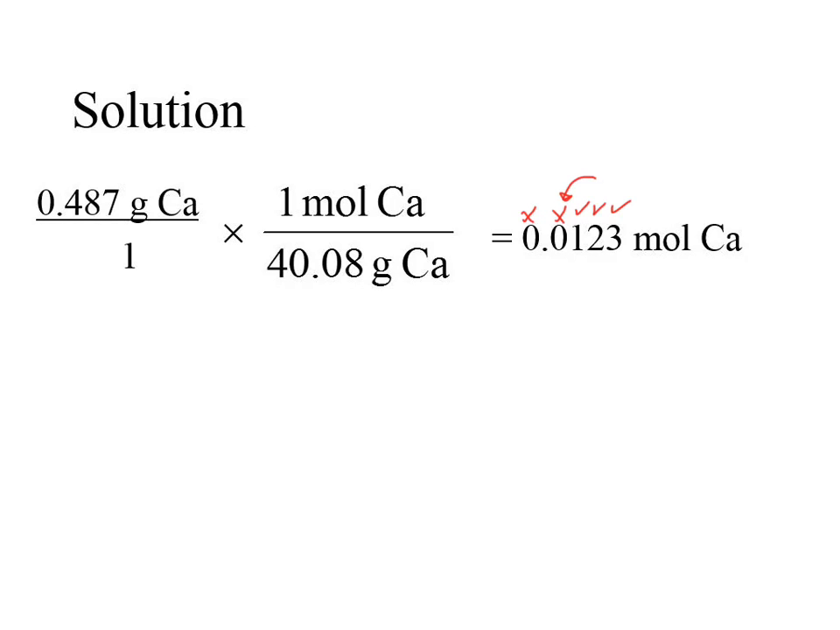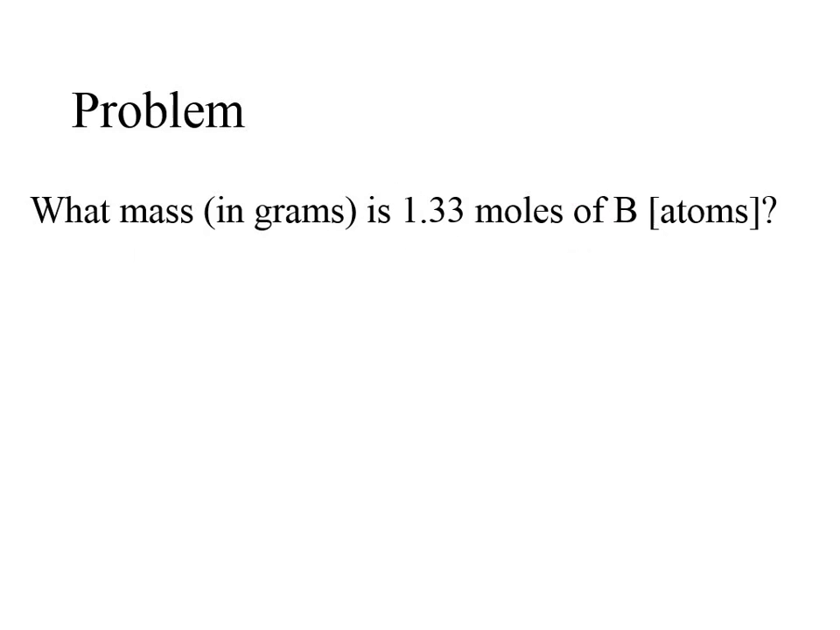Now, of course, the other one is going to be a moles to mass problem. And now we're dealing with boron instead of calcium. So we're going to need the periodic table to look up the decimal number for boron. Remember, usually when it's written, you won't see the word atoms here. It'd say, what mass in grams is 1.33 moles of boron? It's just understood to be boron atoms.